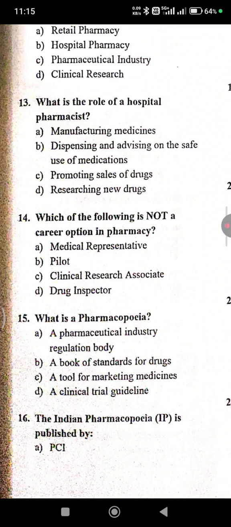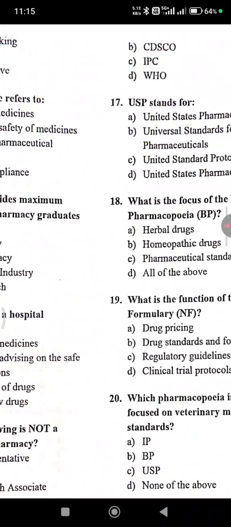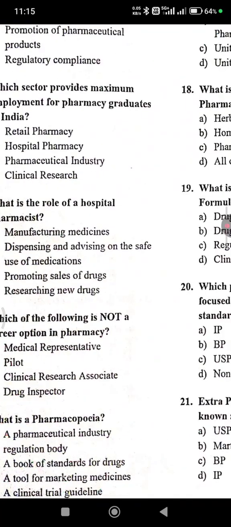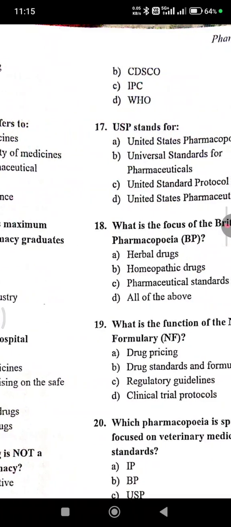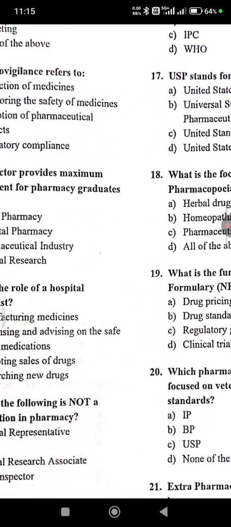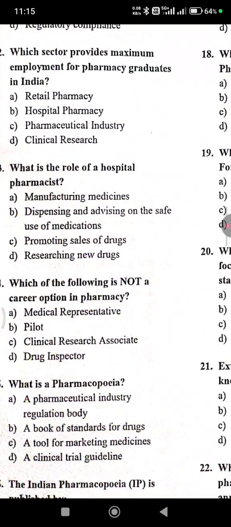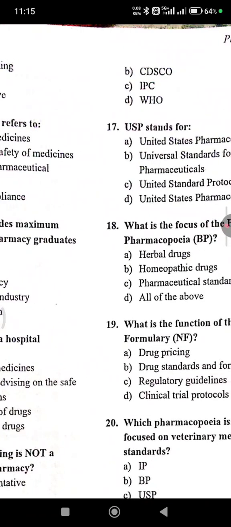Let's go to question number 16. The Indian Pharmacopoeia (IP) is published by: option A, PCI; option B, CDSCO, Central Drug Standard Control Organization; option C, IPC, Indian Pharmaceutical Committee; and option D, WHO. WHO is not the right answer. The Indian Pharmacopoeia is published by IPC, Indian Pharmaceutical Committee.